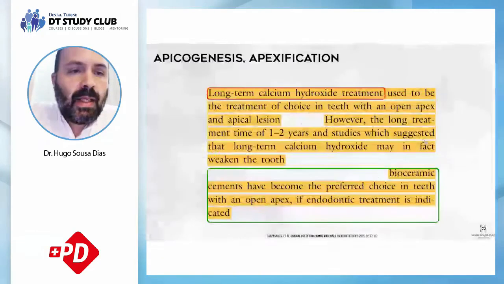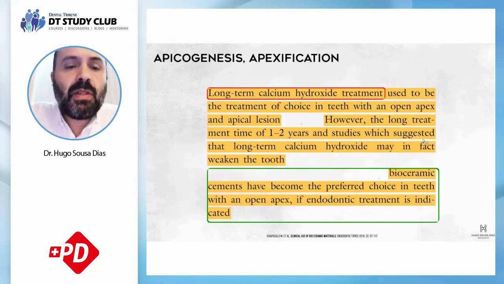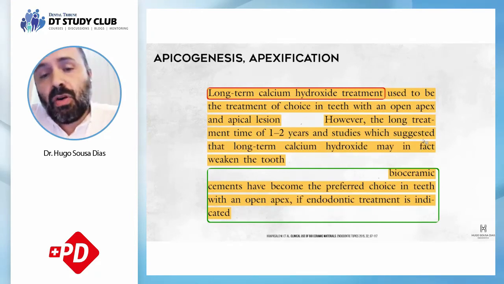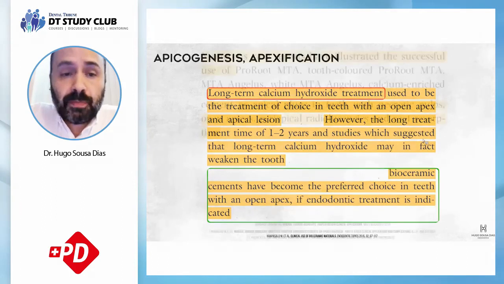And in apexogenesis and apexification procedures, for a long time the main material used was calcium hydroxide, but with a lot of disadvantages because I need to use calcium hydroxide for 1 year, 2 years, with a lot of appointments. The patient needs to come to many appointments, with high risk of tooth fracture and weakening of the tooth because I'm using calcium hydroxide for a long period of time. And with the introduction of the new bioceramic cements, they became the choice for this kind of situation.